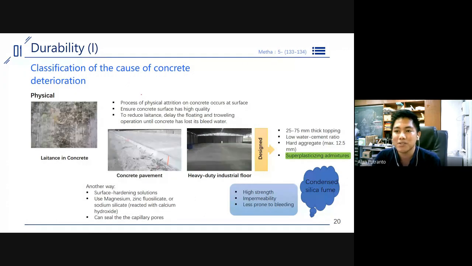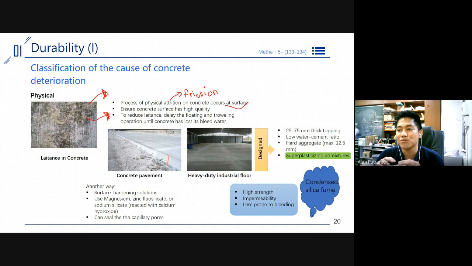Next, this kind of physical deterioration also happens in concrete. We call it laitance. The process of physical abrasion, this abrasion is actually some kind of friction on concrete that occurs at the surface. Ensure the concrete surface has a high quality to reduce the laitance. Actually, we call it not damage but defects maybe. To reduce the laitance, delay the floating and troweling operation until the concrete has lost its bleeding water. So we should wait for the concrete to have bled water first, and then do the floating and troweling.